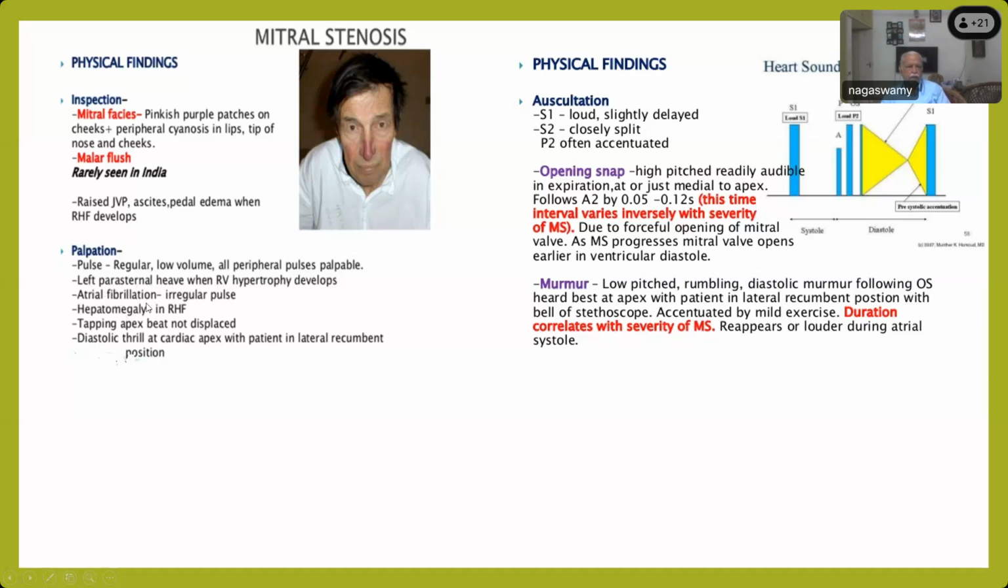But if it is an atrial fibrillation, pulse will be irregularly irregular. And the tapping apex beat is common. Diastolic thrill at the cardiac apex, present in the left lateral position, will be there. And the classical mitral murmur they describe. Associated murmurs. Sometimes you can hear associated murmurs.